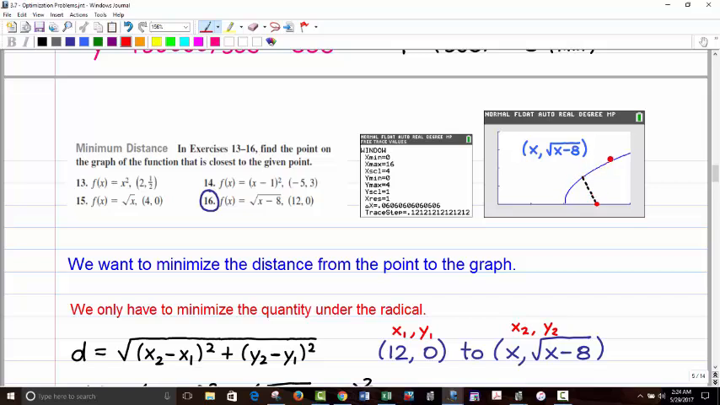Obviously, as you go out there, it's farther away. Here it's kind of close. It's tough to tell. Anyway, we're going to solve it. So we're going to minimize the distance.